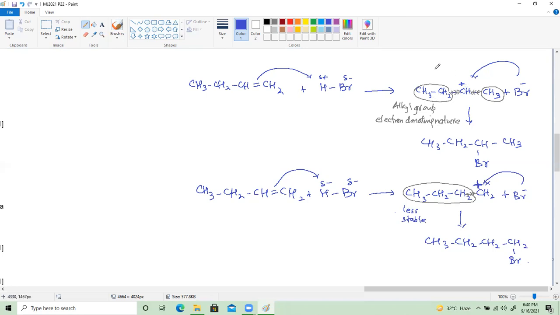While this carbon atom is more stable, this carbocation is more stable because it is less electron deficient because of the inductive effect of the two alkyl groups that are attached to it. Do you get it, son?